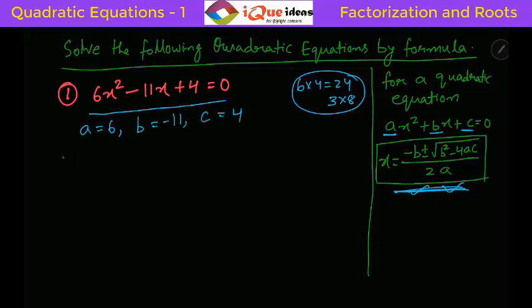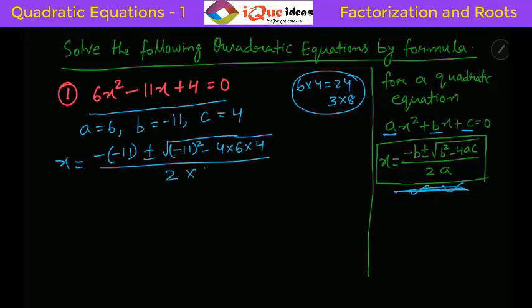So the value of x in this case will be equal to minus b, that is minus 11, plus minus square root of b square, that is minus 11 square, minus 4ac. So 4 into a is 6, c is 4, divide by 2 into a is 6. Alright, so what we have here is minus of minus 11 is 11, plus minus square root of minus 11 square is plus 121, minus 4 into 6 is 24, 24 into 4 is 96, divide by 2 into 6 is 12. So this gives us 11 plus minus.